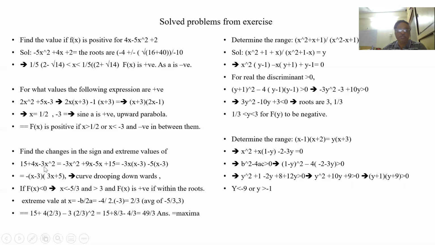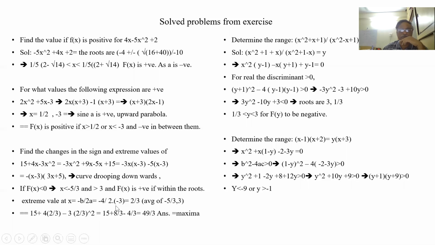Again, minus 3x square is a drooping down curve. So now we have two roots here, 3 and minus 5 by 3. So beyond these roots, we have positive, and within the roots, we have negative. f(x) less than 0 beyond this, because it's a drooping down curve, it is negative. So between the roots, it is positive. So extreme value is minus b by 2a.